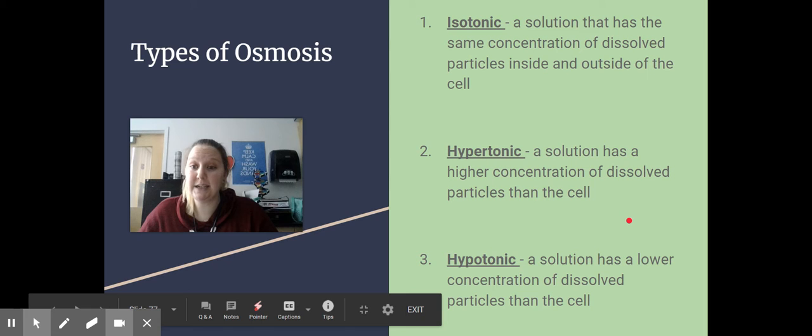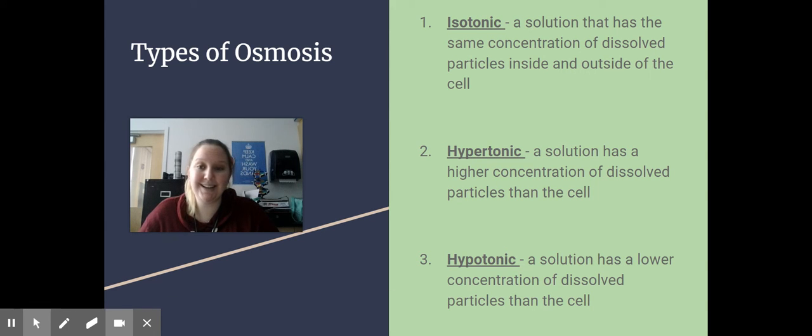We have three main types of osmosis. We can be isotonic, where the solution has the same amount of particles both inside and outside of the cell. So as one moves in, another one moves out. So that's isotonic, meaning the same.